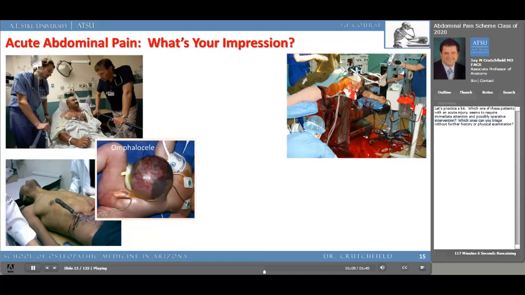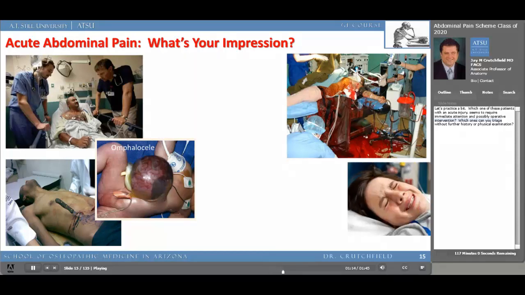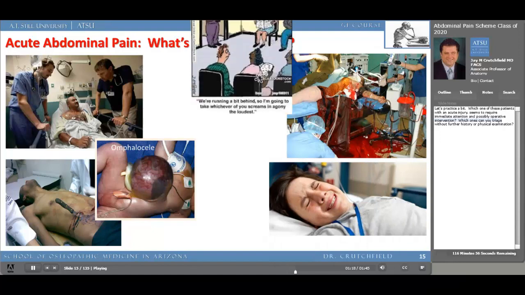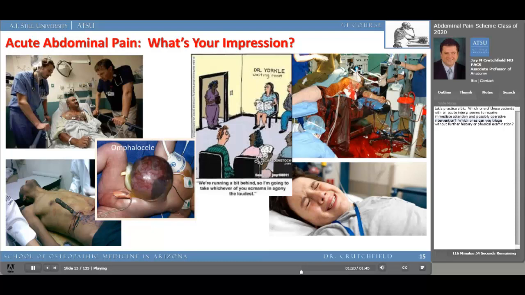Now, that brings us to the next question. Is he who screams the loudest always the one who gets the most attention? This comic says, we're running a little bit behind, but I'm going to take whichever of you is screaming in agony first. There's some truth to that, and sadly, the person who often yells the loudest isn't always the person who needs to be seen the soonest.